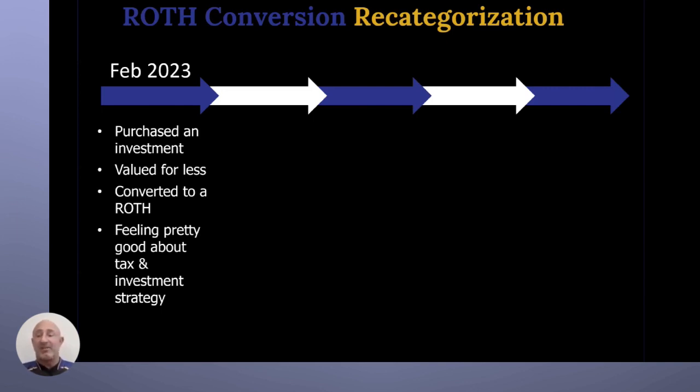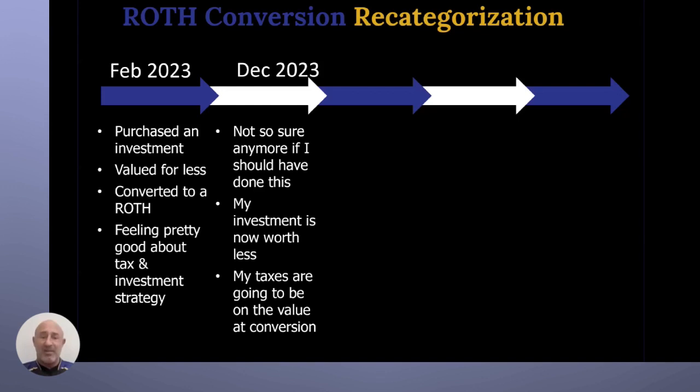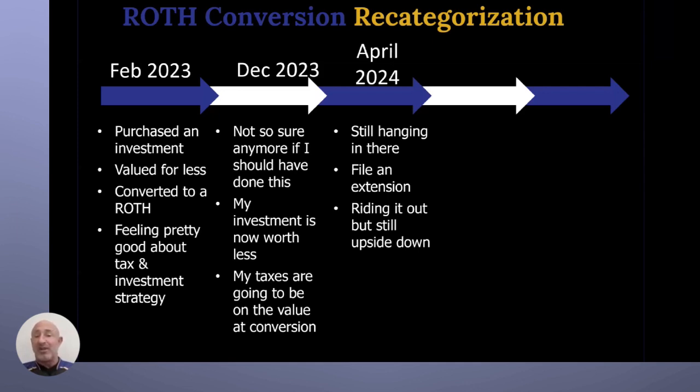And so let's just take some hypothetical dates. Say February 2023, you purchased an investment, you valued for less, you converted to a Roth, you're feeling pretty good about the tax investment strategy. Then in December, you're starting to think, well, now towards the end of the year's about to wrap up, I'm not so sure anymore if I should have done this. My investment's now worth less. My taxes are going to be on the value at the conversion. And then April 2024, still hanging in there, filed an extension, riding it out, but still upside down.